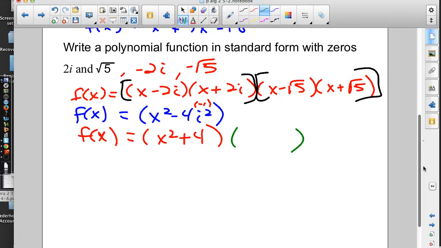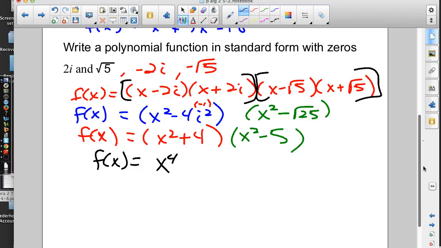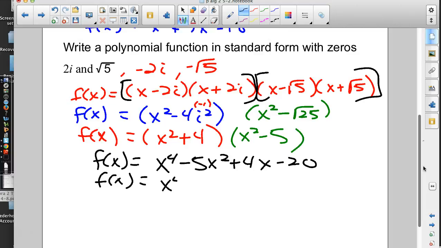What are you putting in that second set of parentheses? X squared minus 5. Because when you do your math up here, you've got x squared, and then it'll be minus the square root of 25, but we know that's 5. FOIL time. Half of x equals x to the 4th minus 5x squared plus 4x minus 20. And a little bit of combining like terms. Oops, forgot my little squared there. Combining like terms. And we're done.